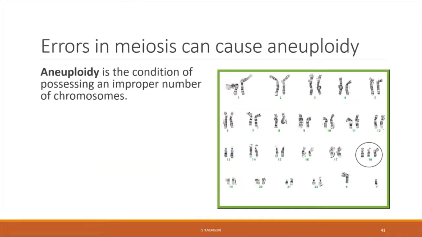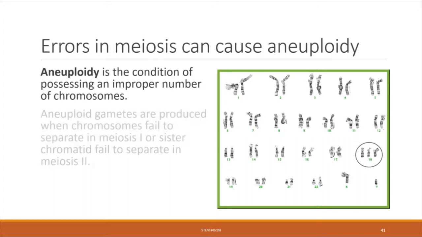So just like things can go wrong in mitosis, and we talked about the effect of things going wrong in mitosis and it leading to cancer, things can go wrong in meiosis as well. And errors in meiosis lead to chromosomal aneuploidy, which is defined as the condition of possessing an improper number of chromosomes. This individual right here and their karyotype are an example of a chromosomal aneuploidy because, as you can see, they have 3 copies of chromosome 18 where they should only have 2.